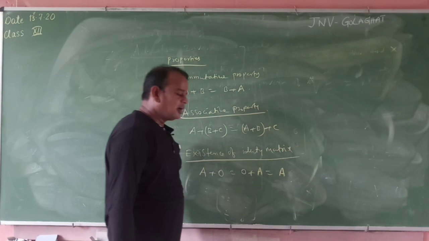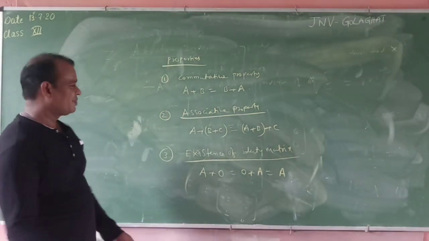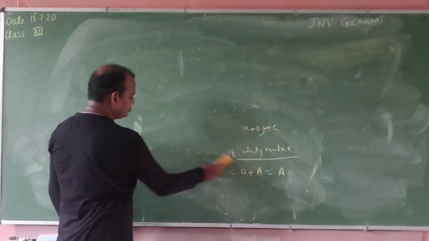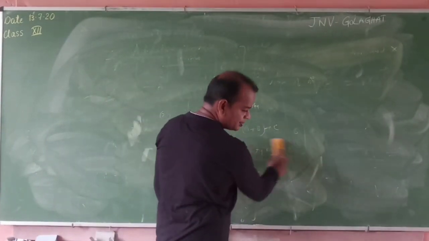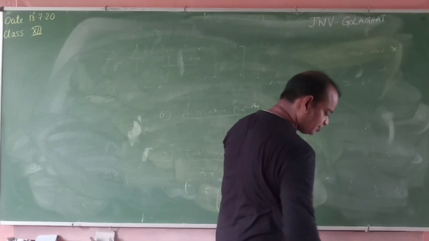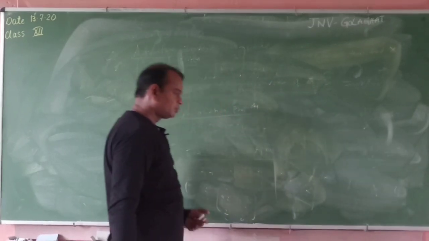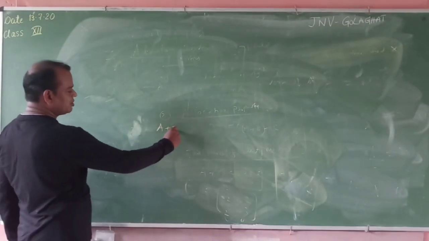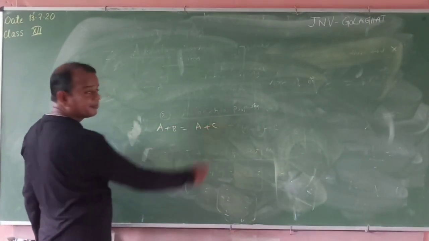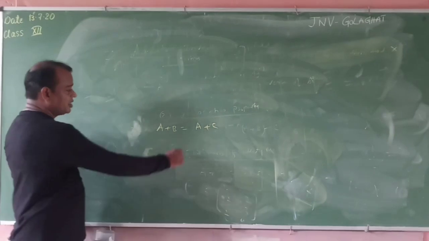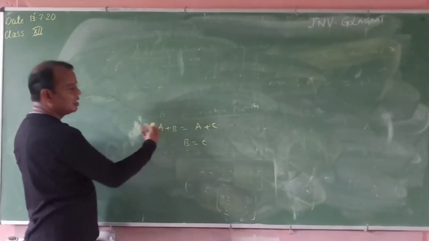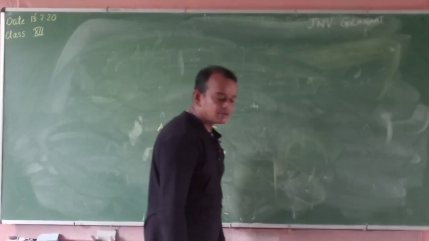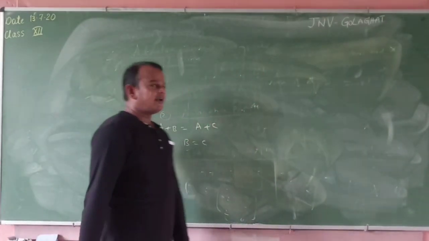Next one is the cancellation laws. What do the cancellation laws mean? Suppose A plus B is equal to A plus C. That implies B is equal to C. This is the left cancellation. This type of properties occurs in the addition of the matrices.